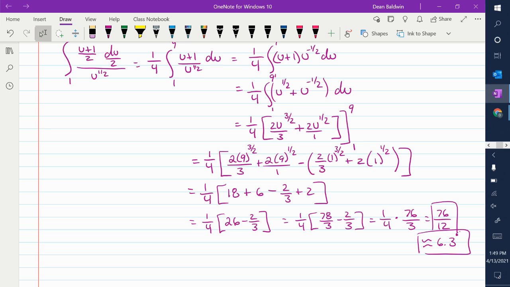Like this, from here to here? No, because that's 1 plus a negative a half. So 1 minus a half. Oh, okay. I think it's 16. Or here.